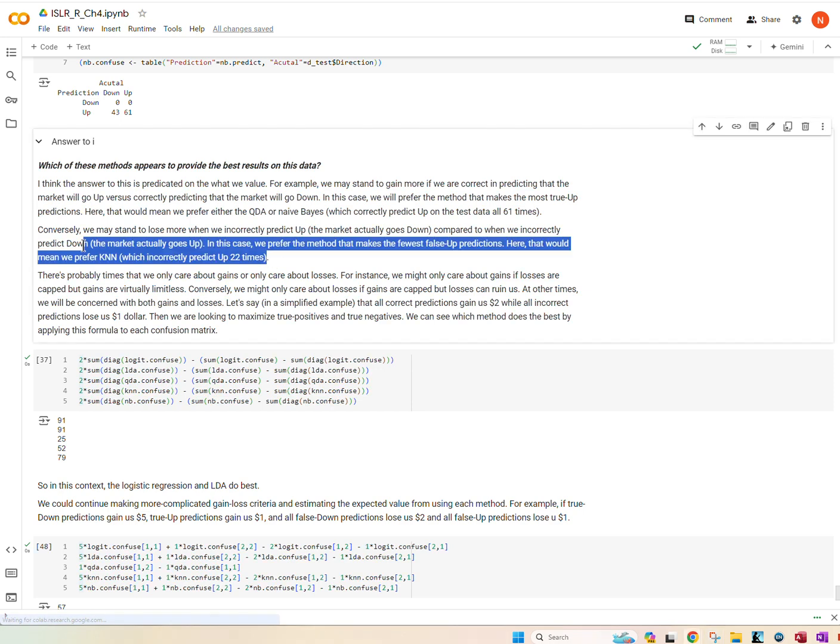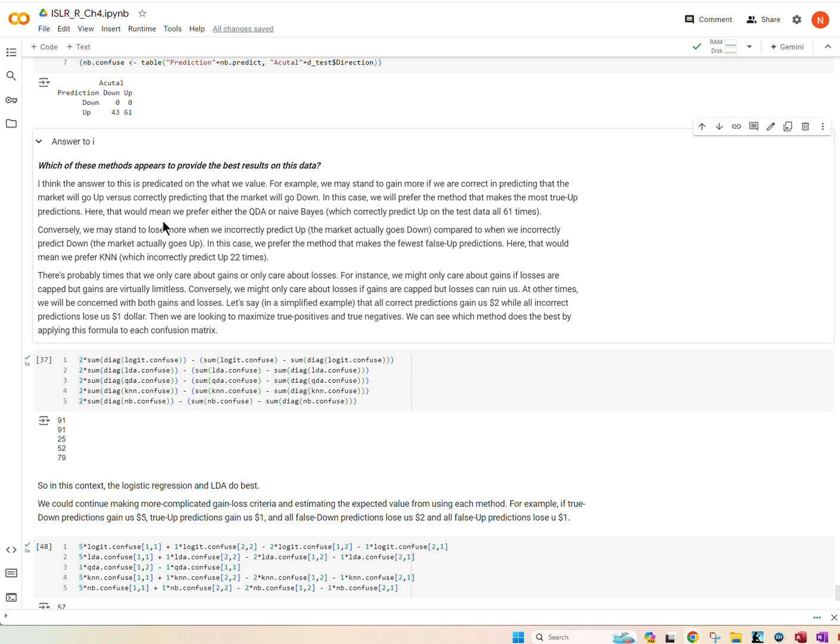I'm spelling that out here, and there are probably going to be times where all you care about is gains or losses. If gains are virtually unlimited, or if losses threaten to completely ruin you, take you to zero, then maybe all you care about is gains, or all you care about is losses. Now the model doing best is the one that aligns with making the most correct positive predictions, or making the least costly loss predictions. But probably most of the time you're concerned about some combination of gains and losses.